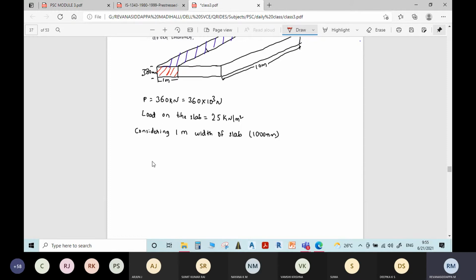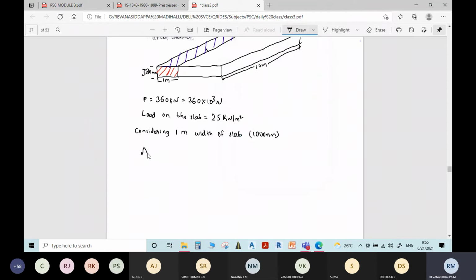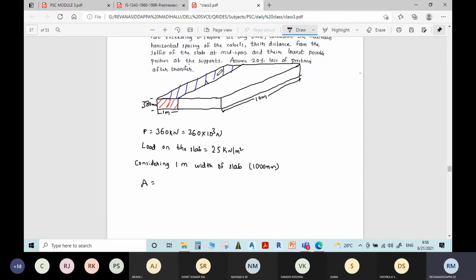Area is equal to the cross sectional area of 1 meter width, whatever we have assumed. Here it is now like a beam only, right? When you assume some specified width of the slab, you have to treat it like a beam only.